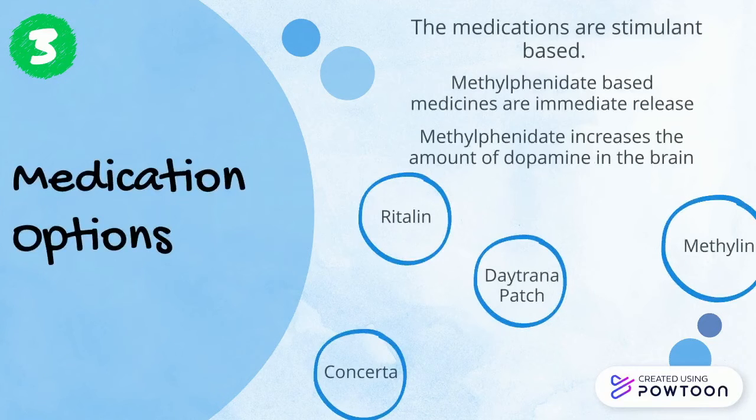So in regards to medication options for ADHD, there are 2 main choices. This is the first choice. It's a methylphenidate medication. These are stimulant-based. They are an immediate release formula, and they increase the amount of dopamine in your brain. The most common form of a methylphenidate medication is Ritalin.